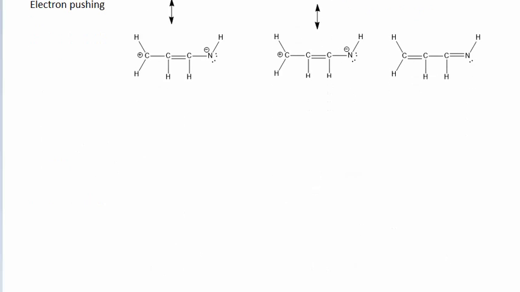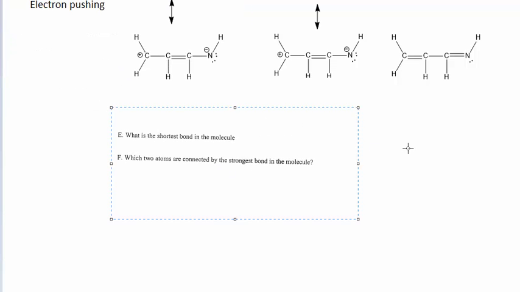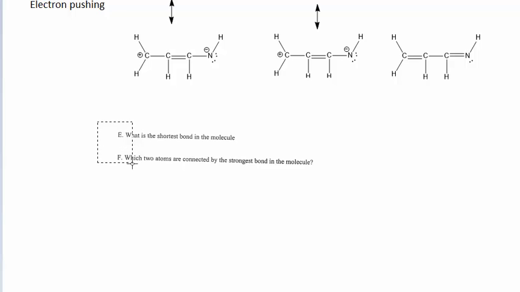All right, there's usually some extra questions that get asked. They're not a lot of points, but I really want to make sure you guys know how to tackle them. So the two common questions are: what's the shortest bond in the molecule, and what's the strongest bond in the molecule?